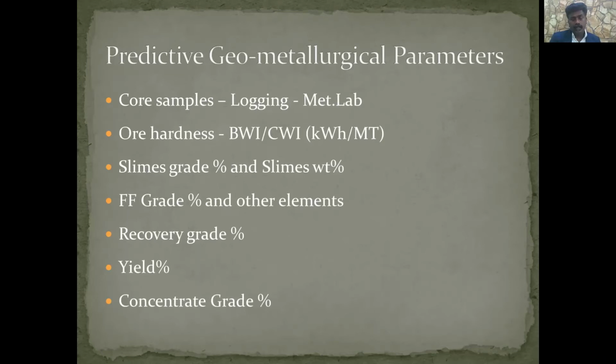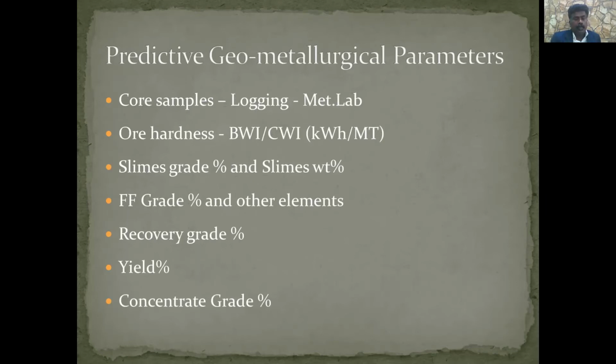And the slime grade: the very soft material, what is its grade? Maybe the soft material has a very high grade. We may be losing it in the tailings if we don't predict well. If we predict, we may have an additional circuit to extract only the soft material, which may be recirculated to the mill with additional equipment. But when we don't predict these fines, most of the time they go into the tailings, so we may be losing higher grade percentages in the slimes itself.